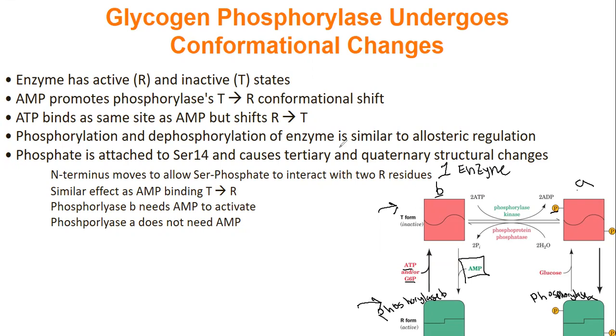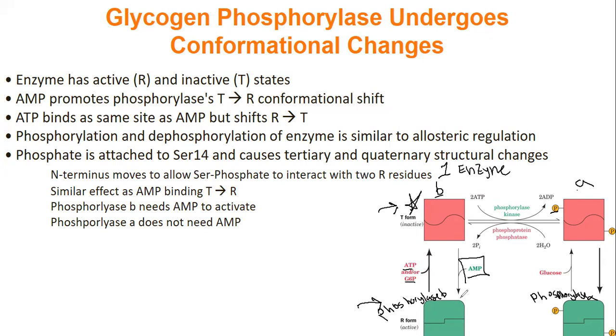The thickness of these arrows are actually telling us something. If we're in the beta form of this enzyme, you are majorly going to be in the T form. So if you do not have a phosphate attached to this enzyme, you're going to be turned off, mostly. The exception is if you have AMP around, you can turn on this enzyme to the R form, but most of the time it's off.